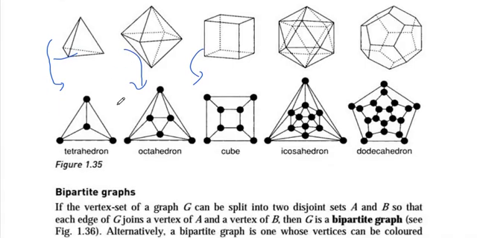For the tetrahedron, the degree of each vertex is 3. For the octahedron, the degree of each vertex is 4. For the cube, the degree of each vertex is 3. For the icosahedron, the degree of each vertex is 5, all of them. And for the dodecahedron, all the degrees of vertex are 3.